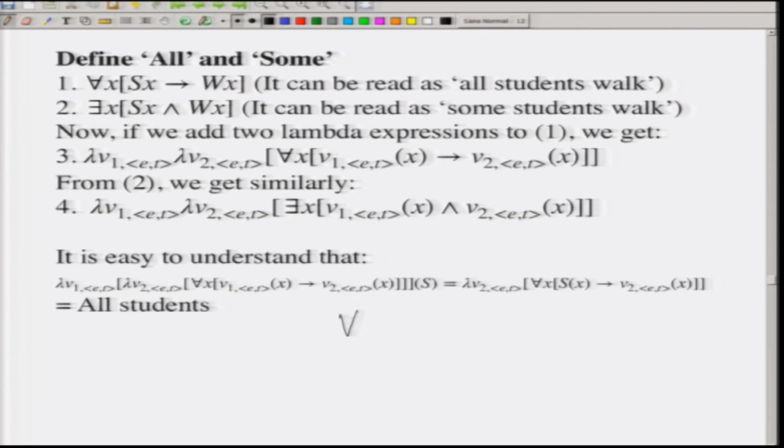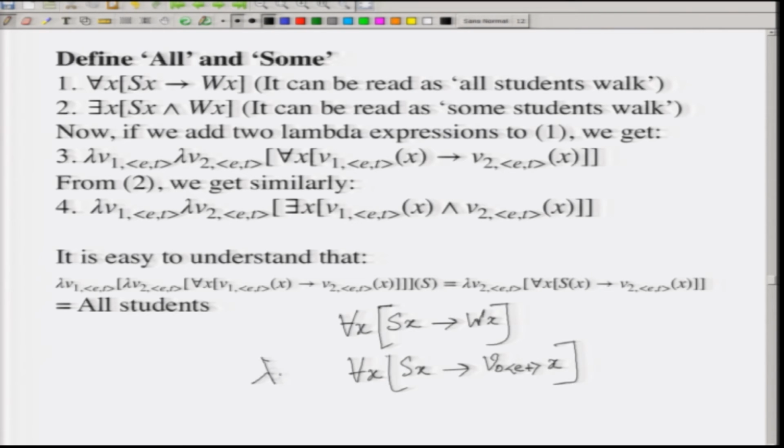So for all x, if x is an s, then w x. We want to keep this part, all students. So we keep this and put a variable instead of walk, v0, because walk is e to t, so v0 (e to t) x. And then we add a lambda, lambda v0 (e to t). Now this and this will go, and what remains is all and students. This is how we can split something and define. So we can define all, and we can define all students. Also we can define some, and we can define some students.